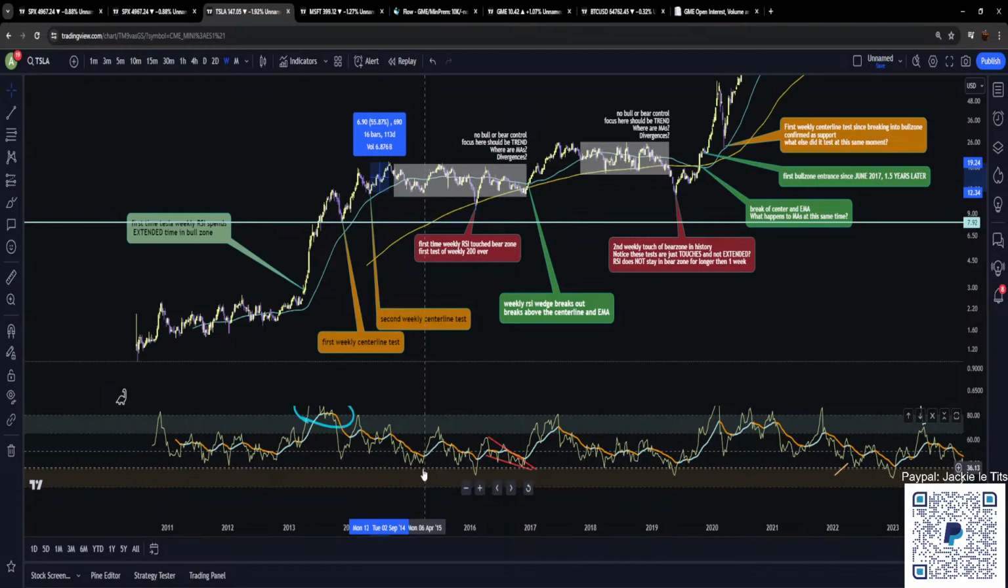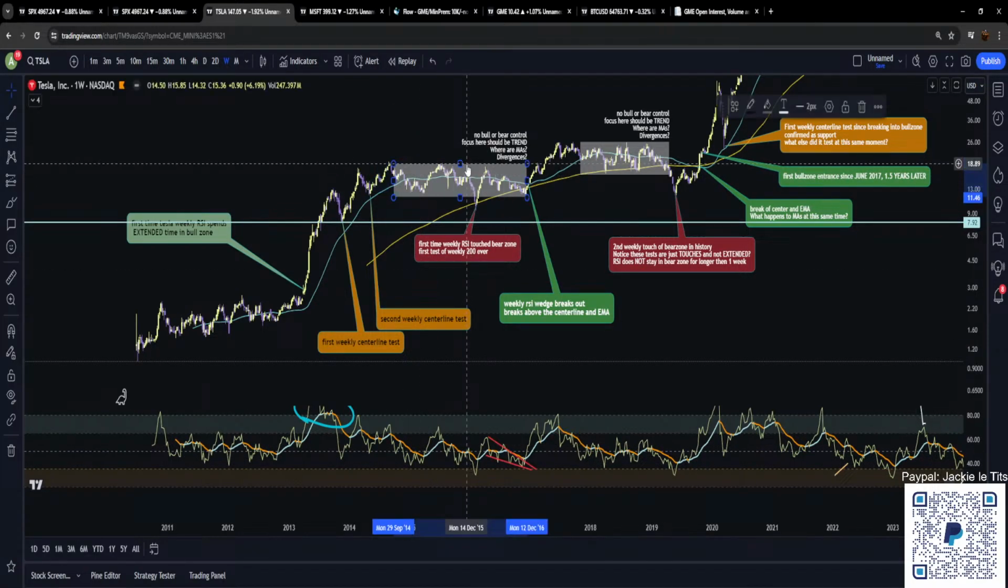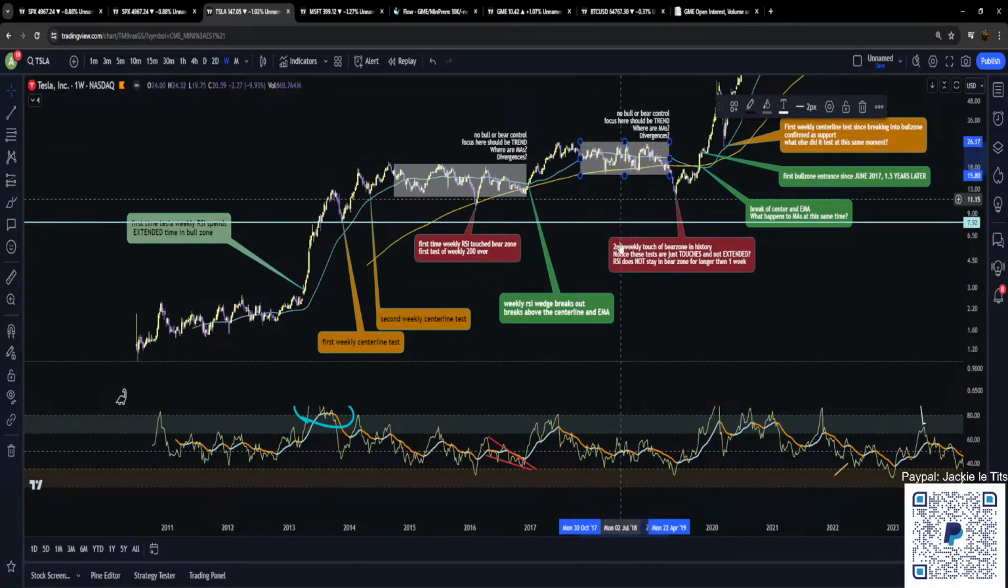But guys, tell me something. Where I have placed this white box and where I have placed this white box, tell me, did the RSI ever spend any amount of time in the bear zone beyond like a single week? Beyond a single week, was there ever any amount of time spent in the bearish control zone? Yes or no?